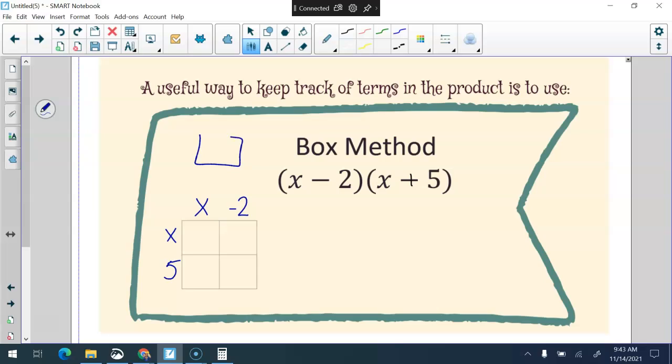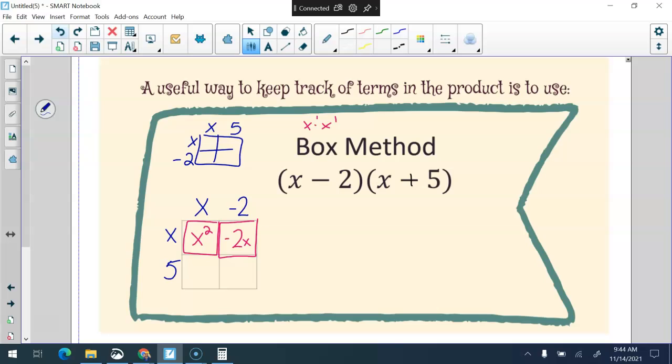It could be the other way as well. You could use the x plus 5 on top and the x minus 2 on the left side like that as your factors. All right, now we're going to fill in the box by multiplying. So here for this box, we're going to do x times x, and x times x, remember we add your exponents. All right, the next one is this box, and that's going to be x times negative 2. And negative 2 times x is negative 2x.